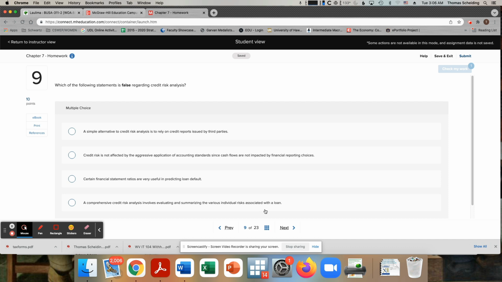Which of the following statements is false regarding credit risk analysis? Is a simple alternative to credit risk analysis to rely on credit reports issued by third parties? That is true, right? You could look at credit reports instead of doing a credit risk analysis. It's not exactly the same, but it is an alternative, a very simple one, not one I would use, but it is an alternative.